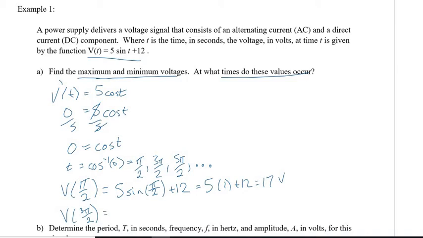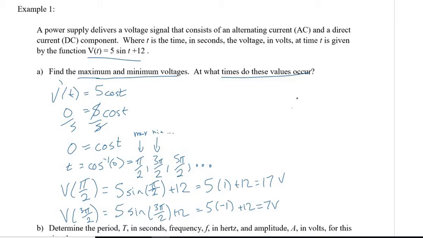Now for 3 pi over 2, that's going to be 5 times sine of 3 pi over 2 plus 12. That's 5 times sine of 270 degrees, which is negative 1, plus 12. That's going to be 7 volts. So that means the first one is going to be our max and the second one is going to be our minimum, and so on and so forth.